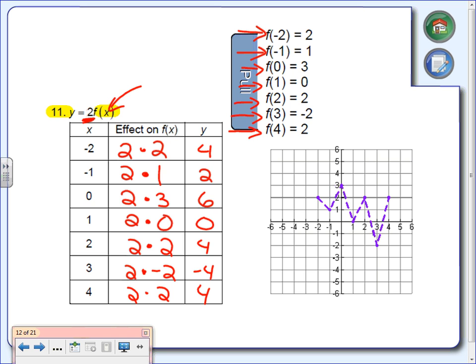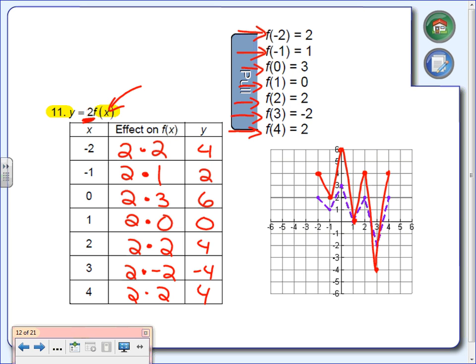-2, 4. Let's find -2, 4. Then we'll find -1, 2. Connect the dots as we go. 0, 6. That's up here. 1, 0. That's down here. 2, 4. 3, -4. It's way down there. And then we got 4, 4. This point up here. All right, so this is our new graph for number 11.